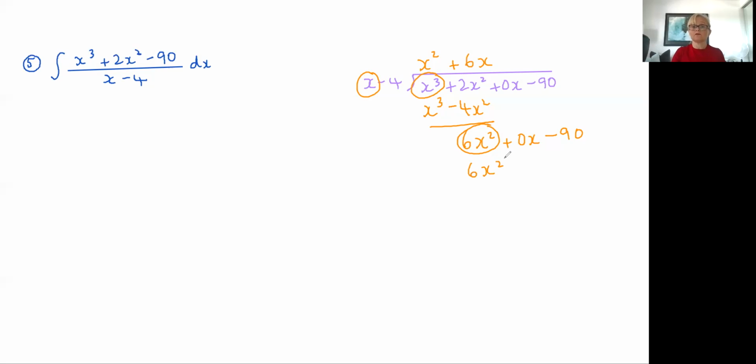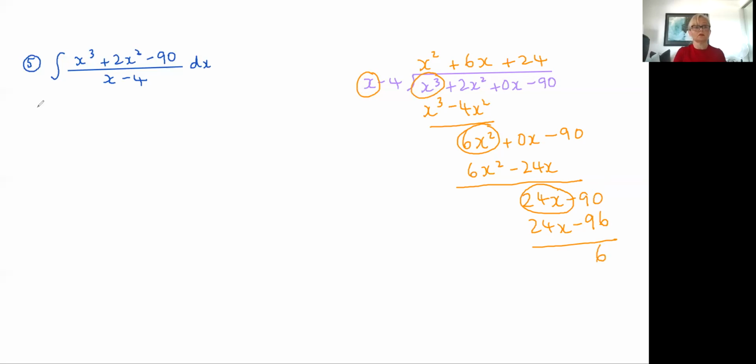6x times -4 is minus 24x. Now they're going to go 0 minus -24 is positive 24. Leading term divided by leading term. 24 times x is 24x. 24 times -4 is minus 96. When we do our subtraction, we get -90 minus -96 gives us positive 6.